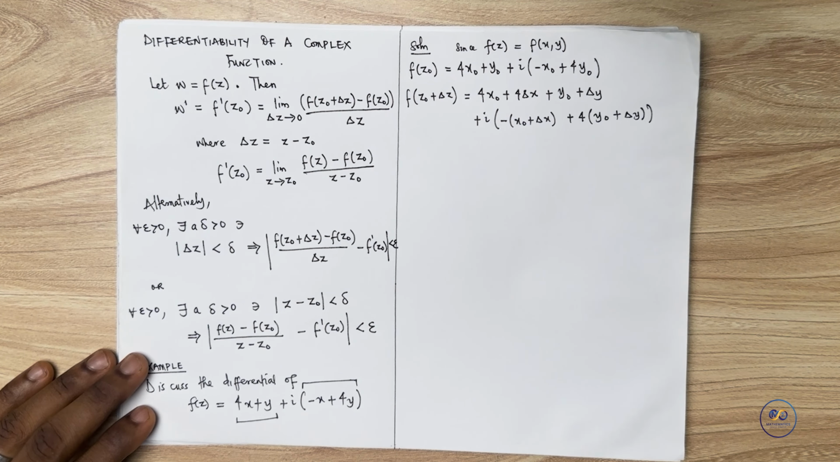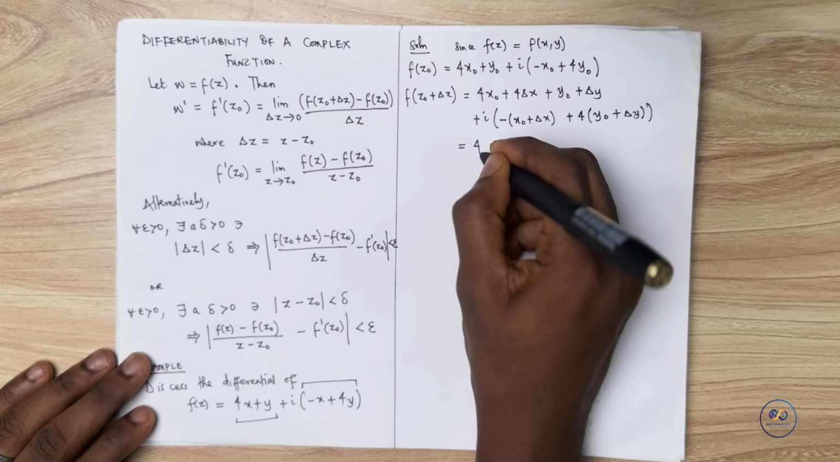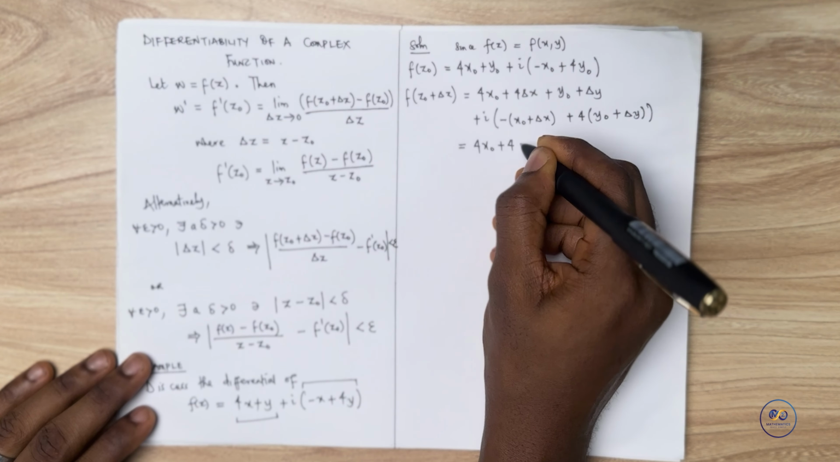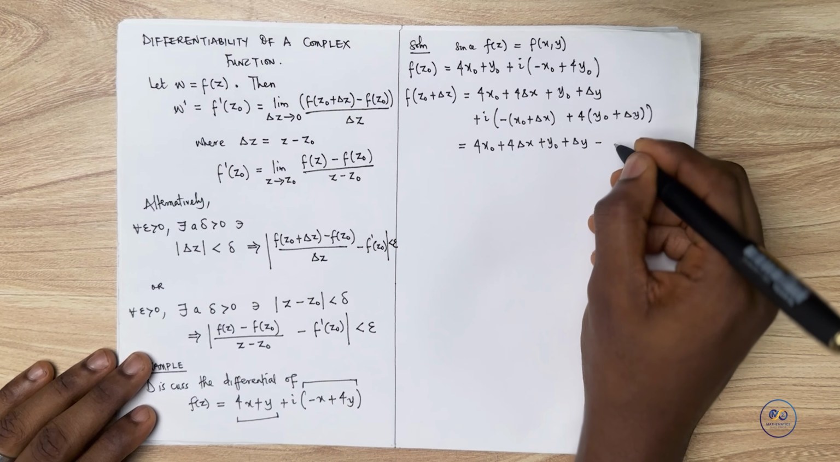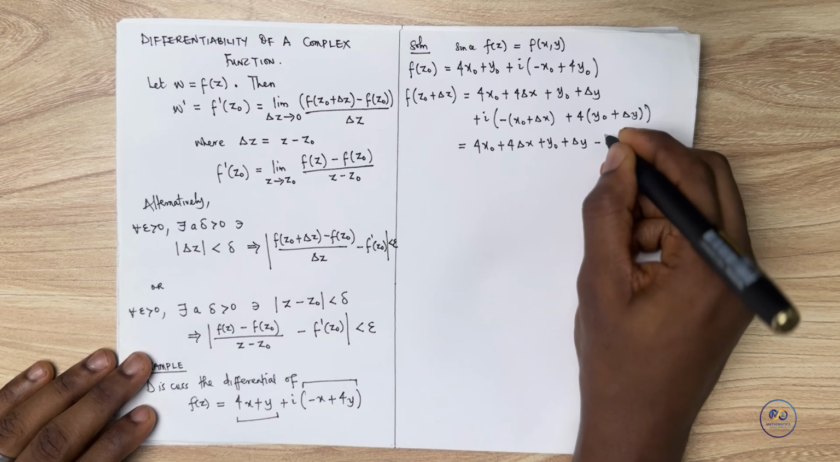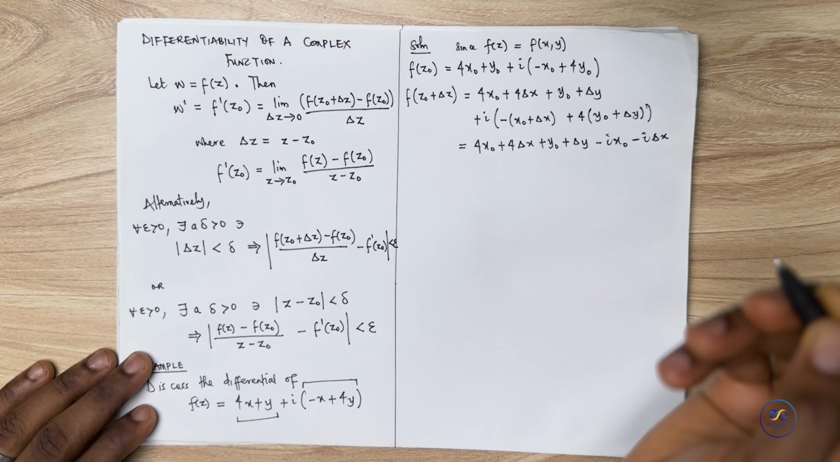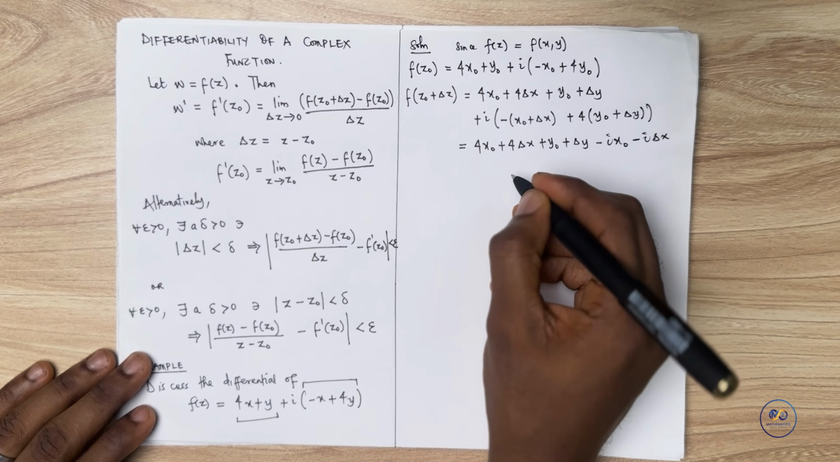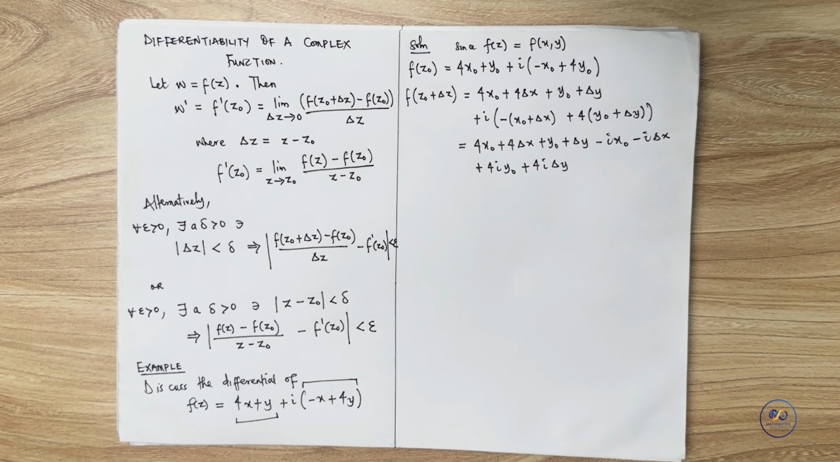Now, we can, of course, split this out in full and see what we have. You would have this to be 4x naught plus 4 delta x plus y naught plus delta y, right? Now, if we open this bracket as necessary, we'd have minus i x naught minus i delta x, right? Plus 4i y naught plus 4i delta y. This is what we are going to have.